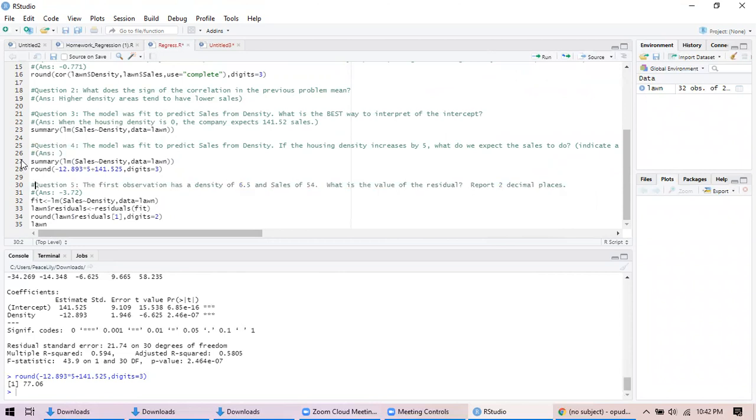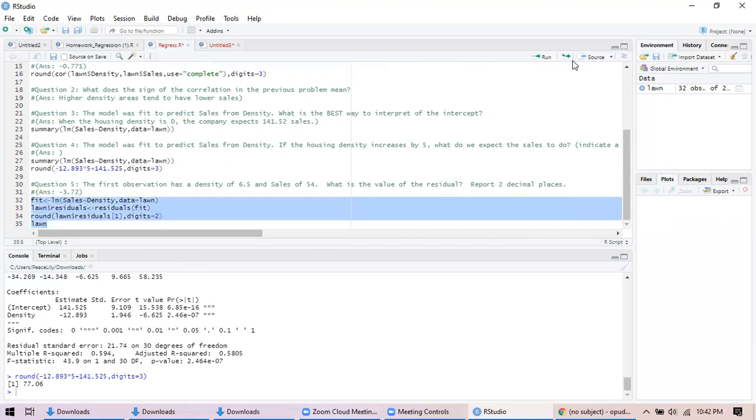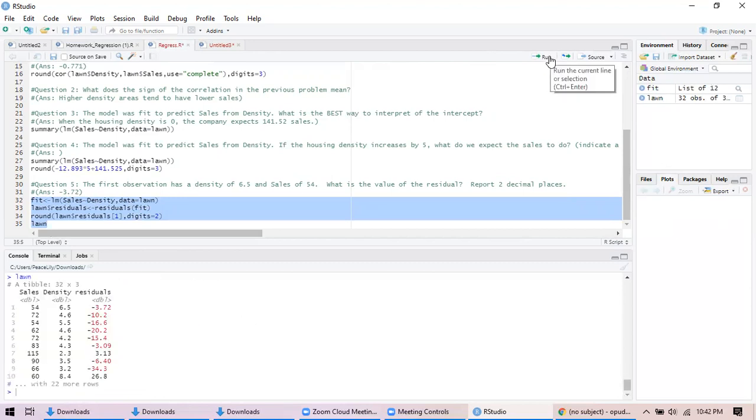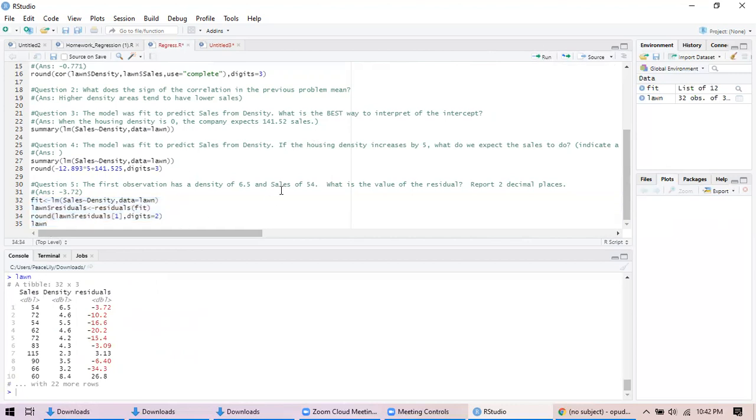So what is this one asking us? This question is asking, the first observation has a density of 6.5 and sales of 54. What is the value of the residual? Report 2 decimal places. You remember doing this one? We did the residual before, right? So what does the residual do again? Like what does the residual mean?